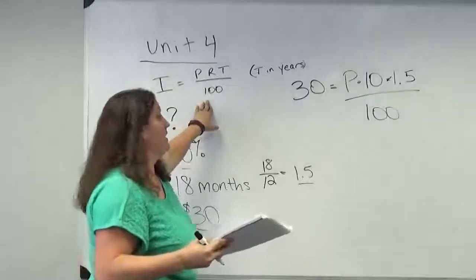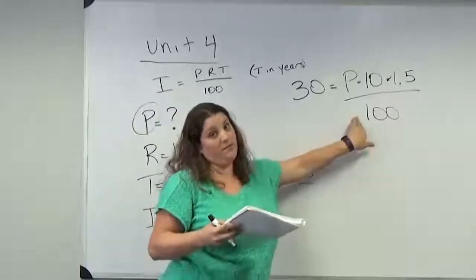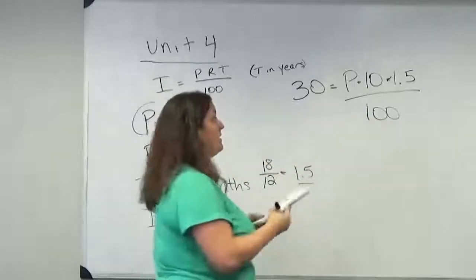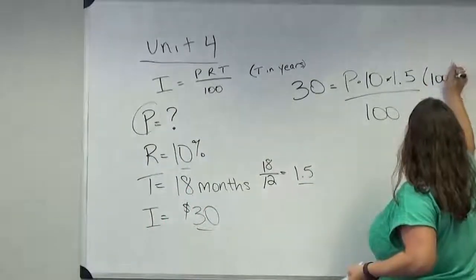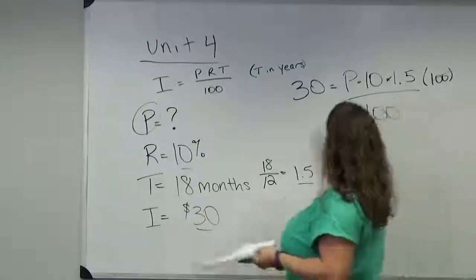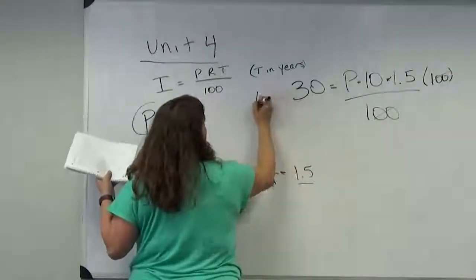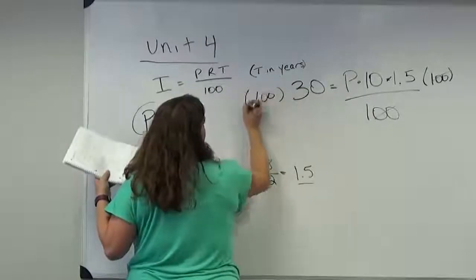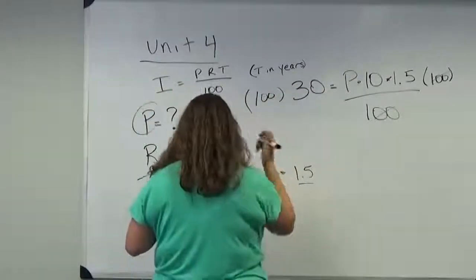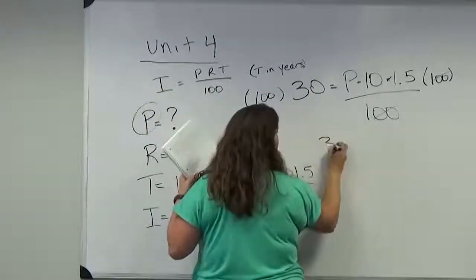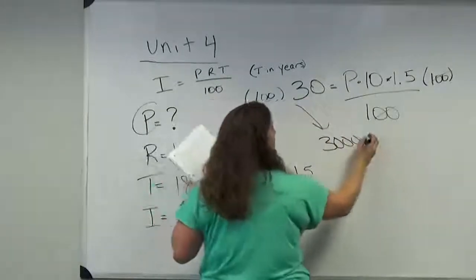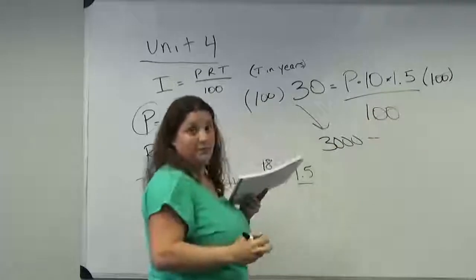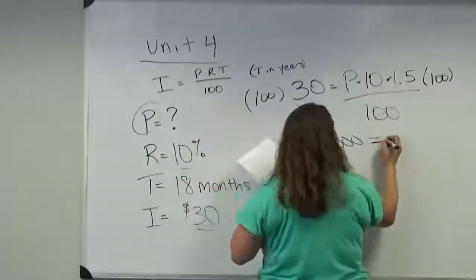So the first thing I like to do is get rid of this 100 in the denominator. I do that by multiplying each side by 100, so those will cancel out. But whatever I do to one side of the equation, I have to do to the other. And now we are left with 3,000 equals 10 times 1.5, which is 15.